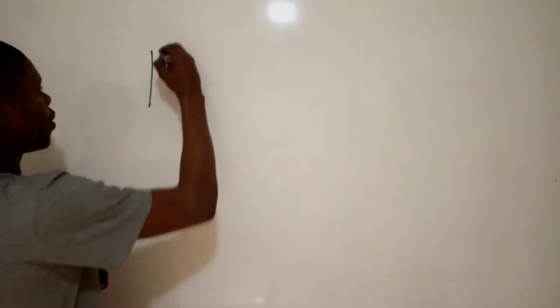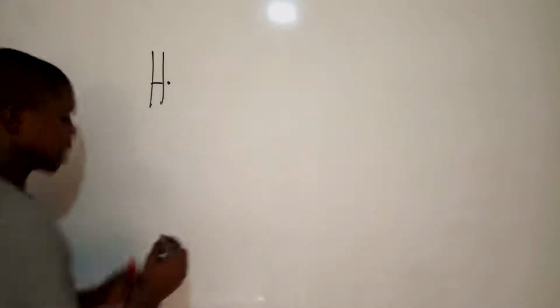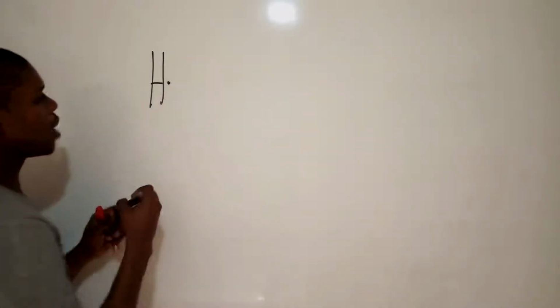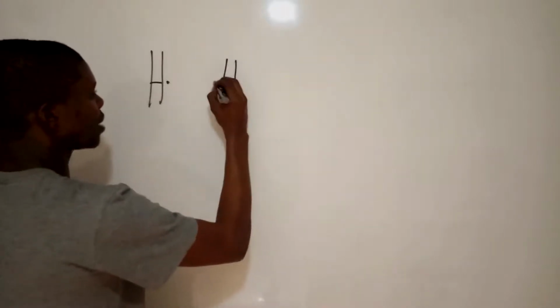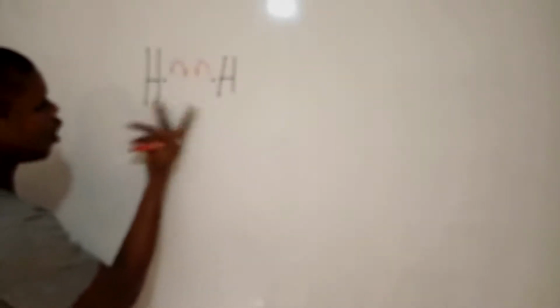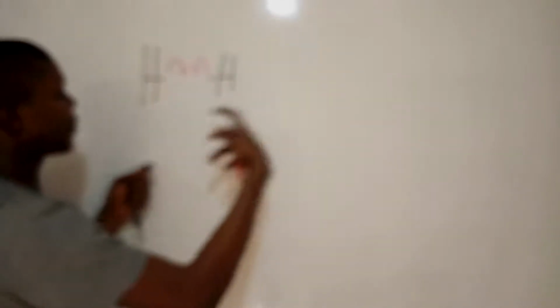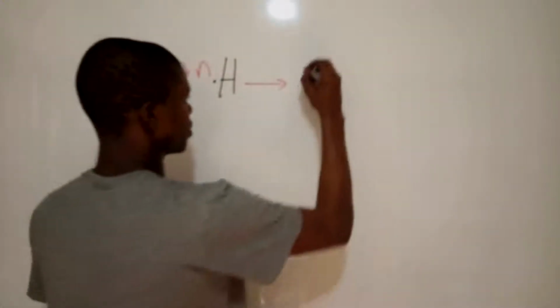So now let me explain to you. Remember, there's no way hydrogen can form an octet. It can only form a duplet because it has one electron, right? So when two hydrogens combine together, what will happen here? It involves overlapping of two atomic orbitals to form a molecular orbital. This atom is bringing one electron, this atom is bringing one electron. What will happen here? They now form a bond.